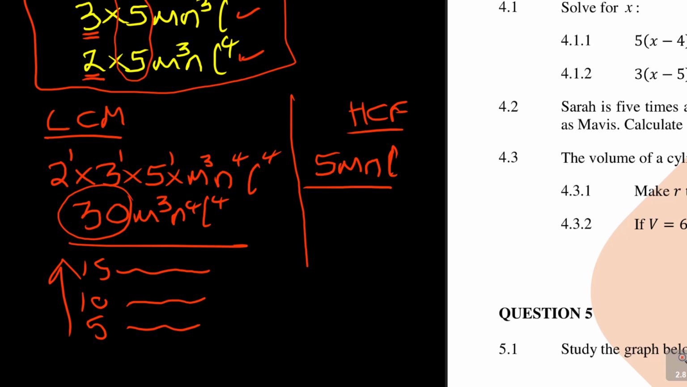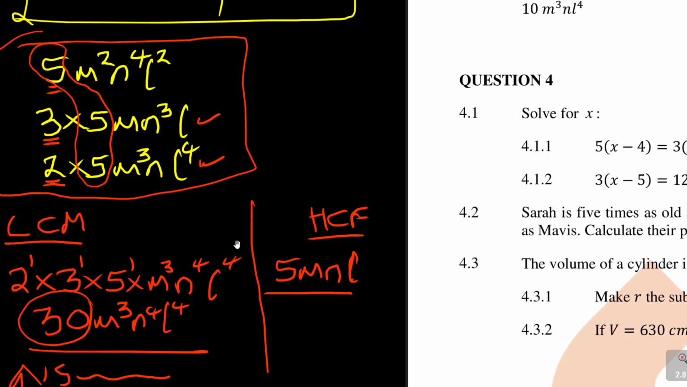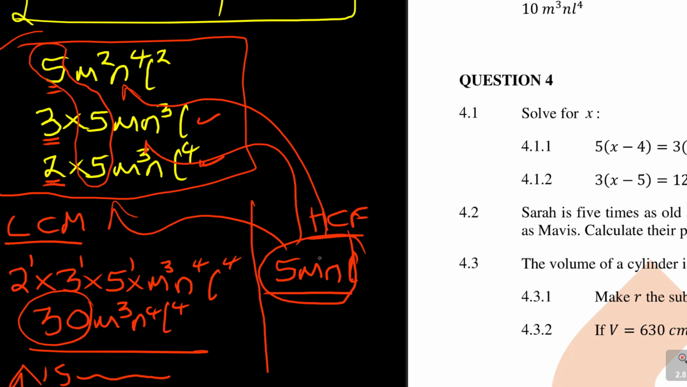And then the highest common factor is the opposite. We are looking for the factor in which this number can go into these numbers without leaving a remainder. So it's the other way around.